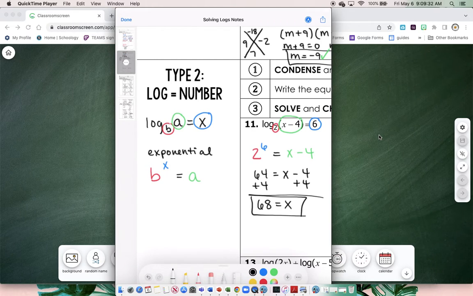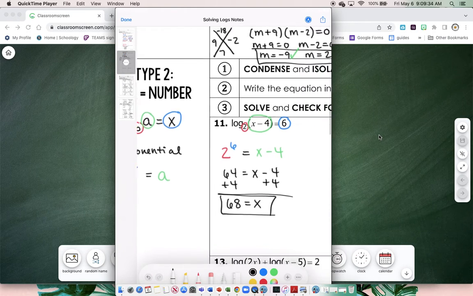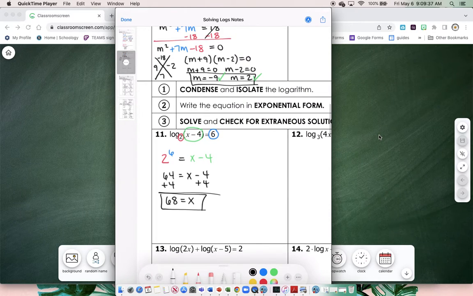In this case, to check if this is a solution, I'm going to have to remind you of the change of base formula. Let me write that up here. Change of base formula: basically, you take the log of a and you divide it by the log of your b. That's your change of base formula. Why am I telling you about this? Because now we no longer have two logs on the same side. So to be able to check to see if 68 is truly a solution, you have to use the change of base formula. Okay, so we have to take log of a.